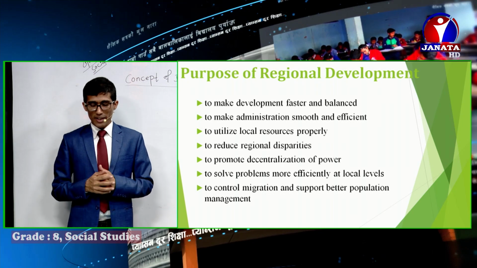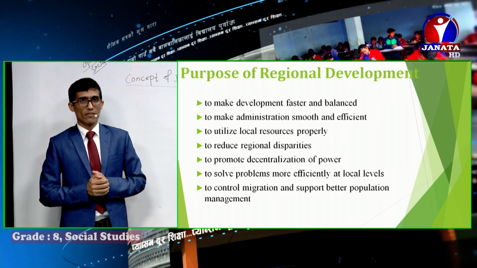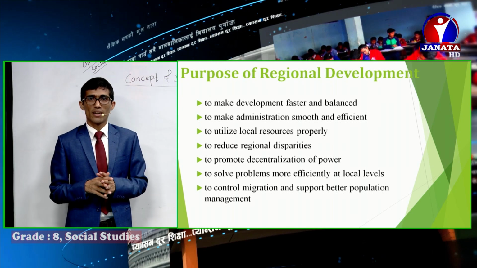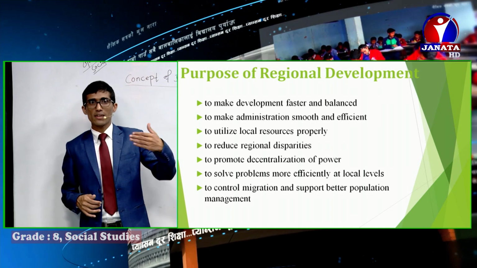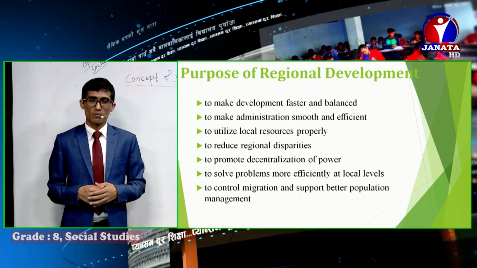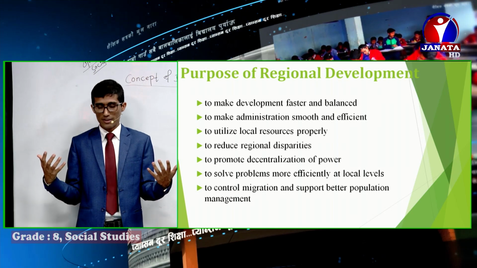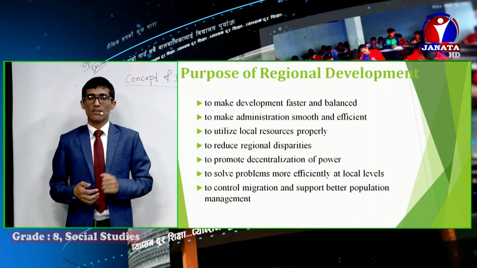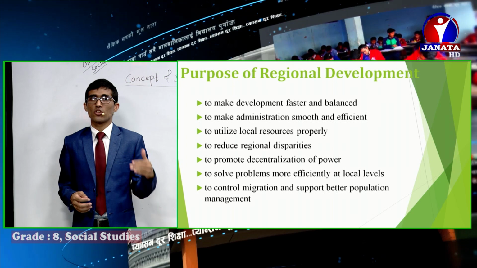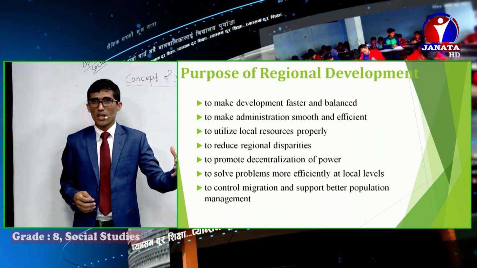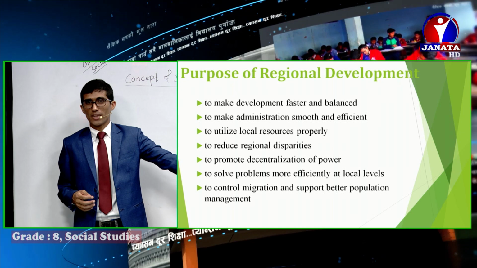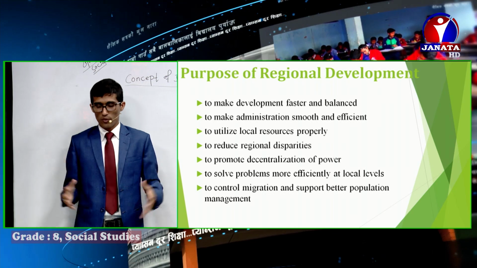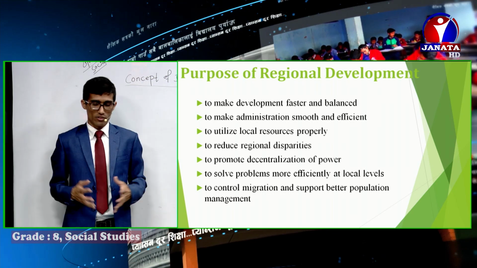Second, to make administration smooth and efficient. Second point means administration should be smooth and efficient, like providing services to the people at their nearby places or doorsteps. Decentralization of power means that, isn't it? And to utilize local resources properly at the local level. Means the means and resources should be mobilized appropriately at the local level for the proper development of that locality. That is another point we need to remember.